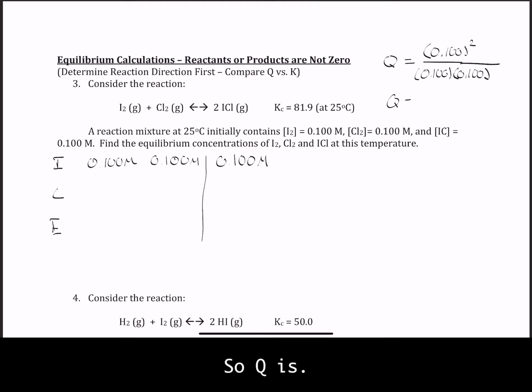So Q is, no, Q is 1. Yeah, Q's just 1. Because it's 0.100 squared divided by 0.100 squared. So Q is 1, my K is 81.9.